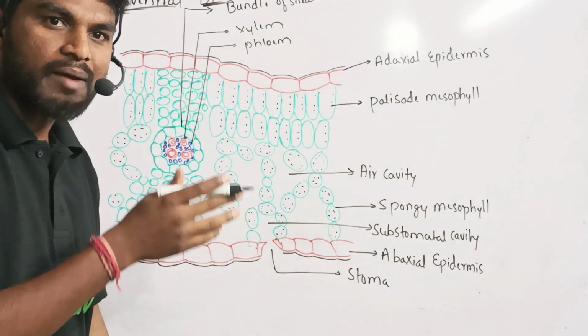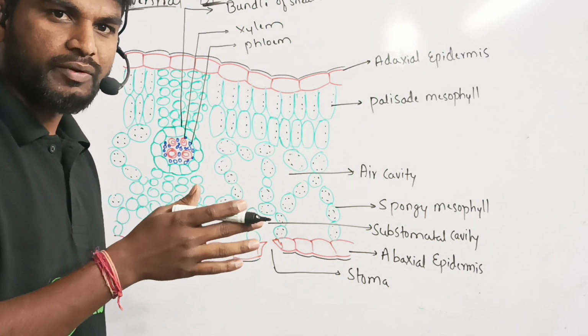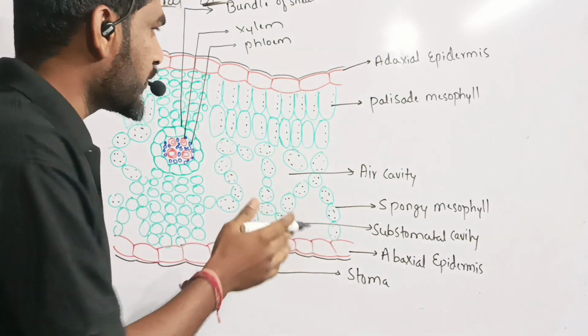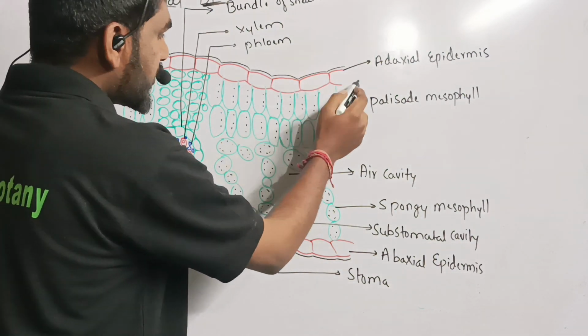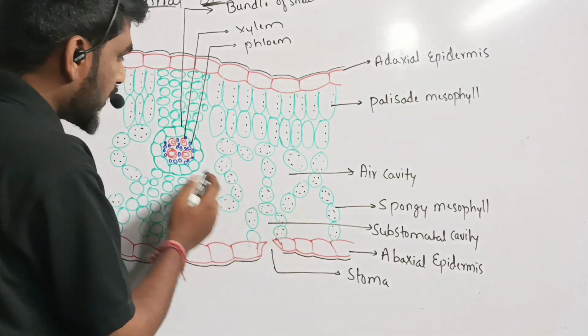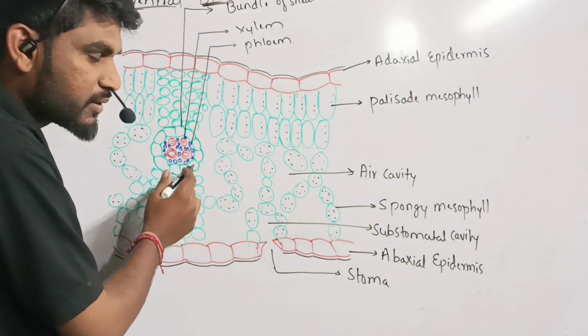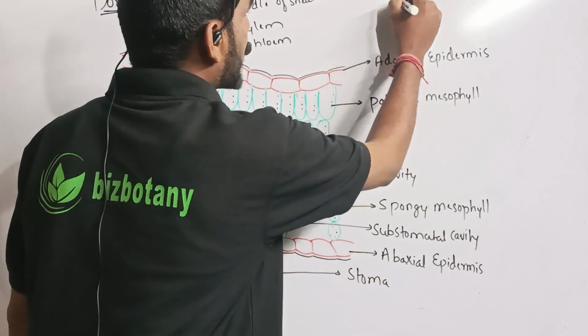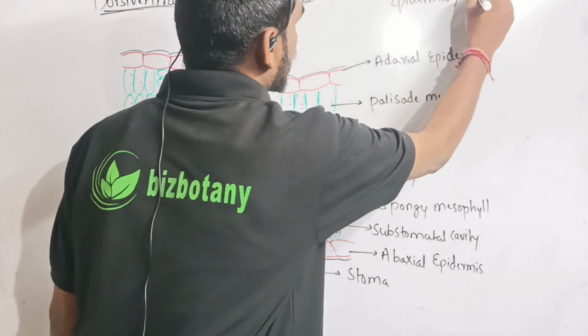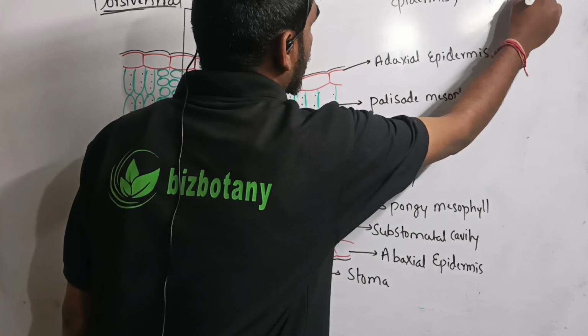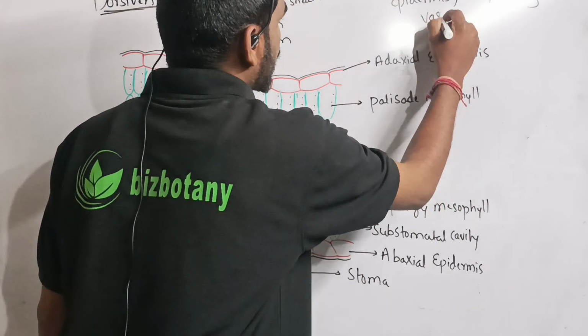When we cut the lamina vertically, we get the three main parts of the leaf. They are the epidermis, mesophyll layer, and vascular bundles. Three main layers are present: epidermis, mesophyll layer, and vascular bundles.